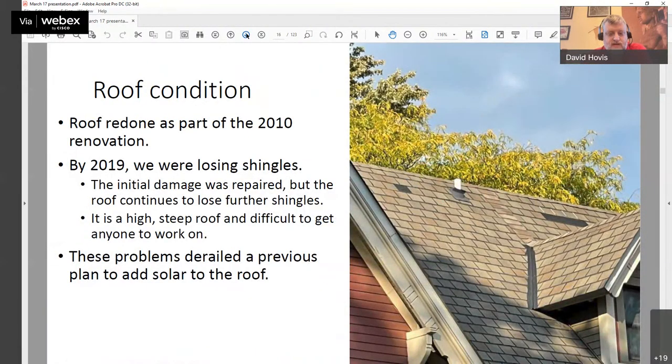Now, we did completely redo the roof in the 2010 renovation, but by 2019 we started losing shingles. It took a while to get somebody up there to repair those shingles, but we just kept losing more. It is a high, steep roof, and it is really hard to get anybody who is willing to go up there and work on it. We had been planning to add solar back in 2019, but because of the condition of the roof and needing to address that, that kind of derailed us. We thought we should have had at least another 10 years out of this roof, but we don't. The shingles have not held up. Next slide, please.